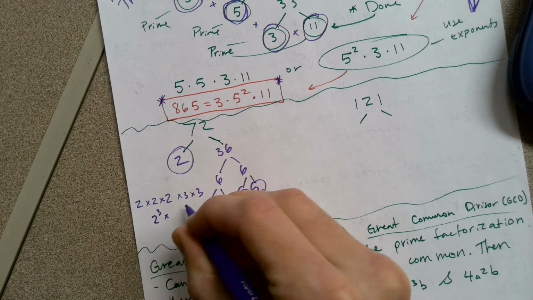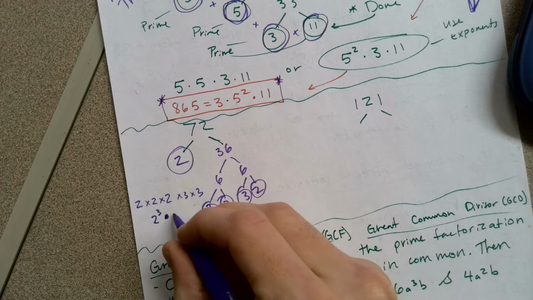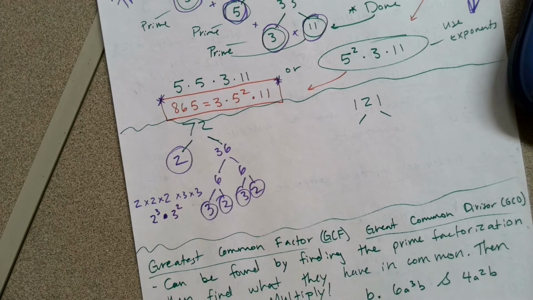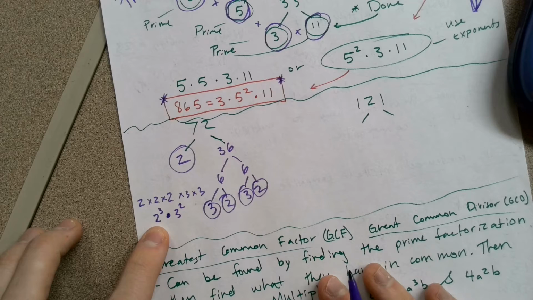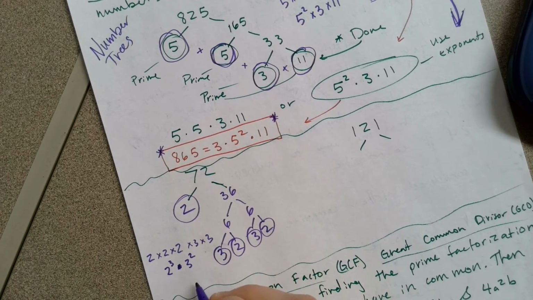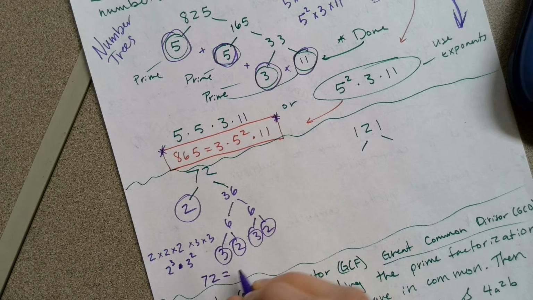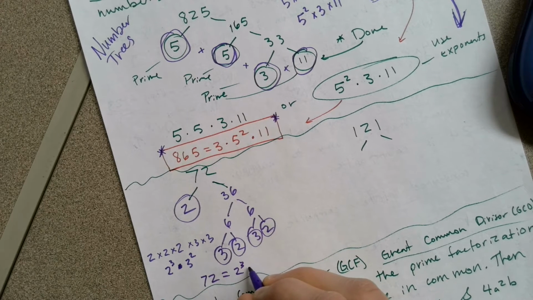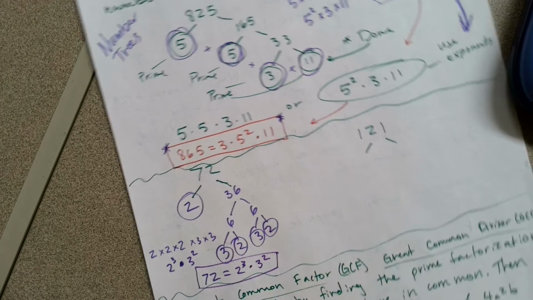times 3 times 3, 3 to the second power. I already put them in my order from smallest being the 2 to the greatest being the 3. So my final form here would be 72 equals 2 to the third power times 3 to the second power. And I am done.